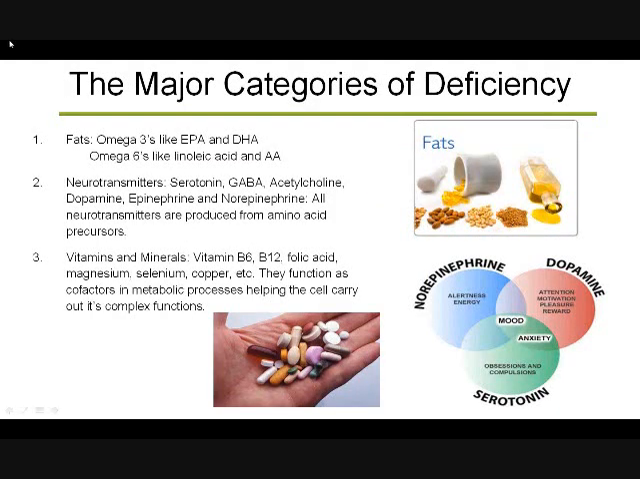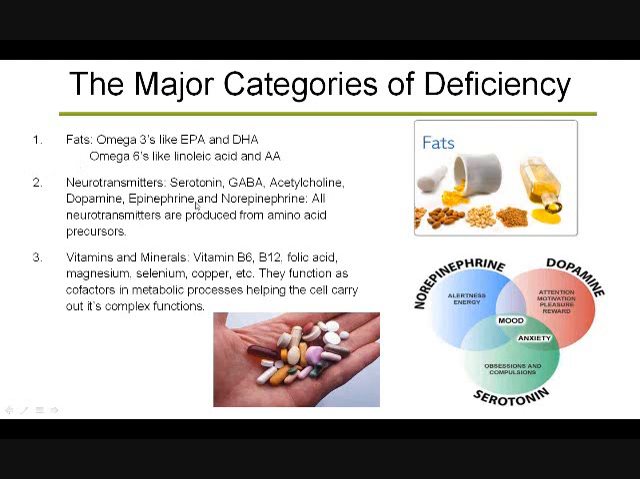So we look at the major categories of deficiencies. It's fats. Omega-3s, there's actually 3. Fats, the omega-3s, and the omega-6s. Those are called essential fatty acids. The body cannot make them. We need to get them in our diet. So we need a certain amount of these fish oils, safflower oils, vegetable oils. We need olive oils, omega-9s. So fats are something we have to take in the diet.